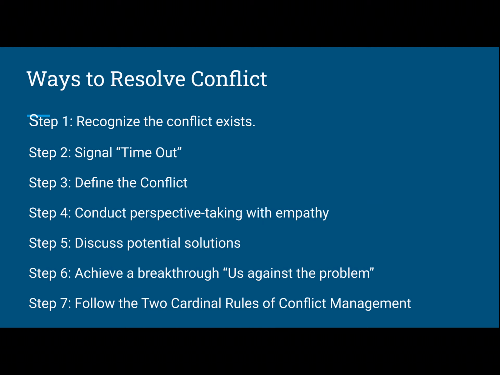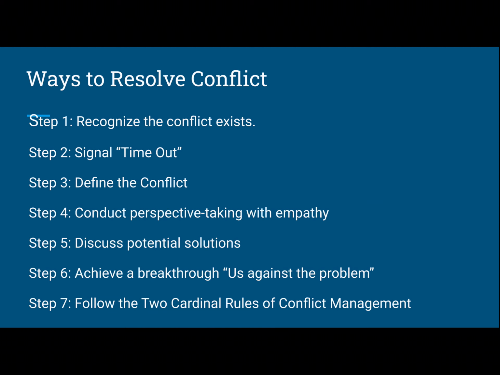And then step 4 is conducting perspective taking with empathy. So that's listening to somebody else's perspective, putting yourself in their position and saying, okay, I understand where this other person is coming from. Step 5 is to discuss potential solutions. So then, okay, how could we solve this issue? And then realizing, we talked about before, whenever you're working with other people, it should be us against the assignment. It's us against the problem. So achieve a breakthrough, us against the problem. So we're working together through this.